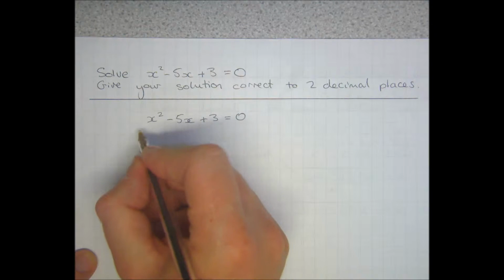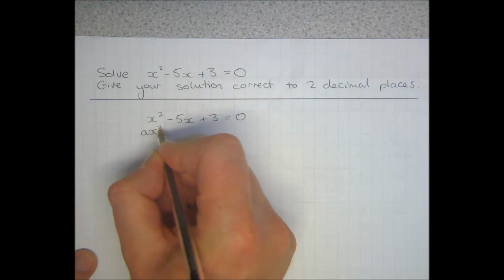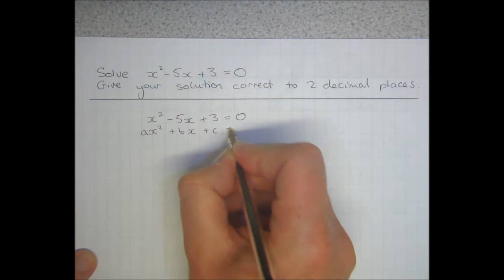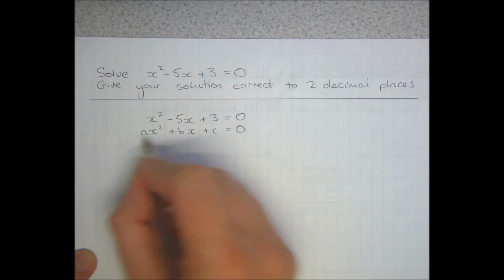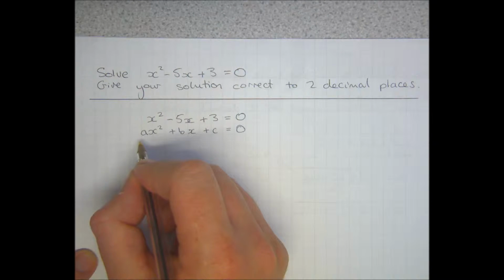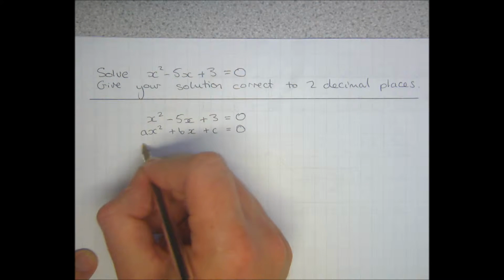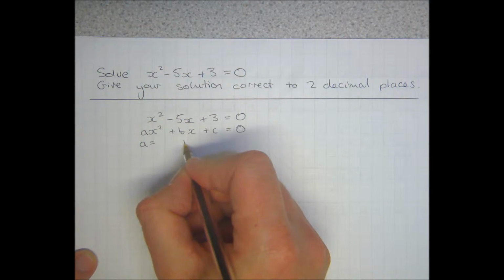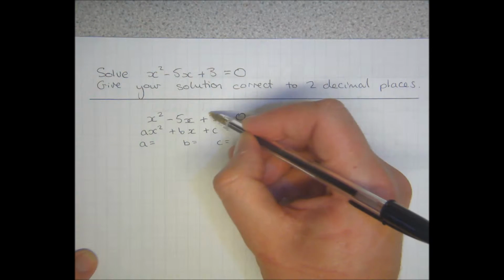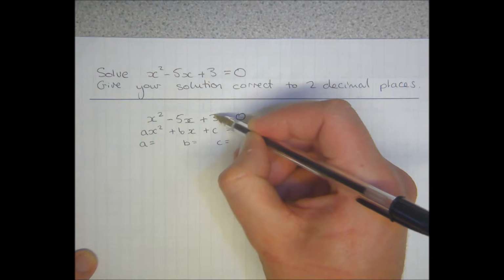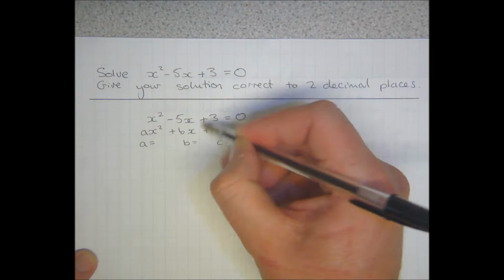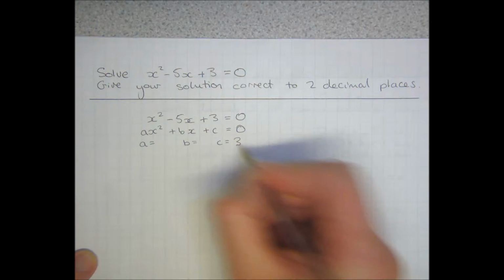Underneath, always write this: ax squared plus bx plus c equals 0. This is the standard way that quadratic equations should be written, and we're going to use it to compare. We need to find out what a is, b is and c is. So we compare the two. For c, it refers to that plus 3, the last part of the quadratic equation. So we put the 3 in for c.